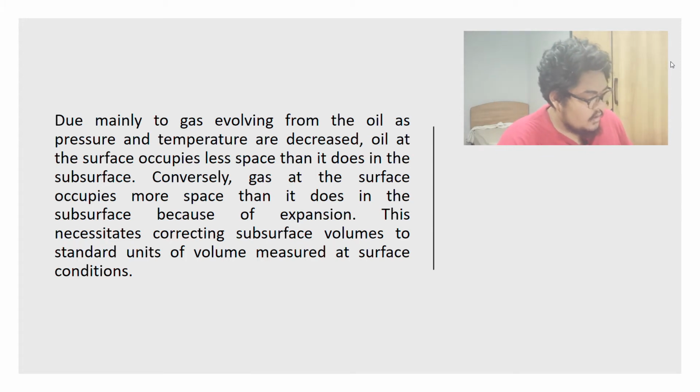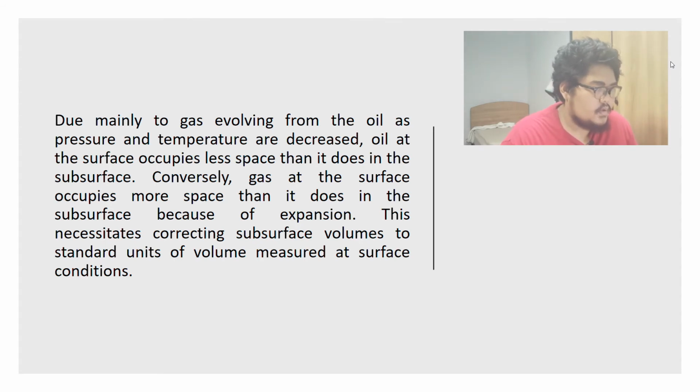Volumetric estimates of OOIP and OGIP are based on a geological model that geometrically describes the volume of hydrocarbons in the reservoir. However, mainly due to gas evolving from the oil as pressure and temperature are decreased, oil at the surface occupies less space than it does in the subsurface. Conversely, gas at the surface occupies more space than it does in the subsurface because of expansion. This necessitates correcting subsurface volumes to standard units of volume measured at surface conditions.